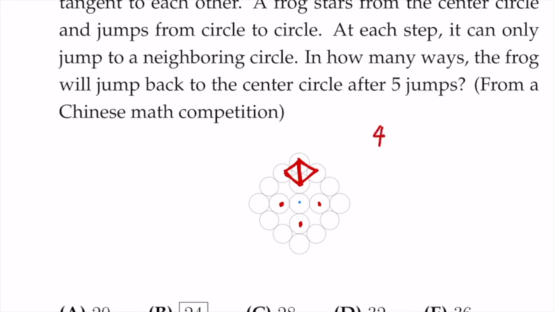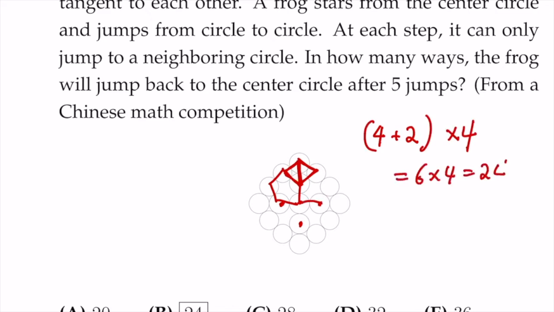But there's another way to jump 5 steps to be back: 1, 2, 3, 4, 5. And you can go back. So there are another 2 ways to do it. Totally, the first jump would be one of the 4, so it will be multiplied by 4. So it's 6 times 4, which equals 24. So the correct answer is B.